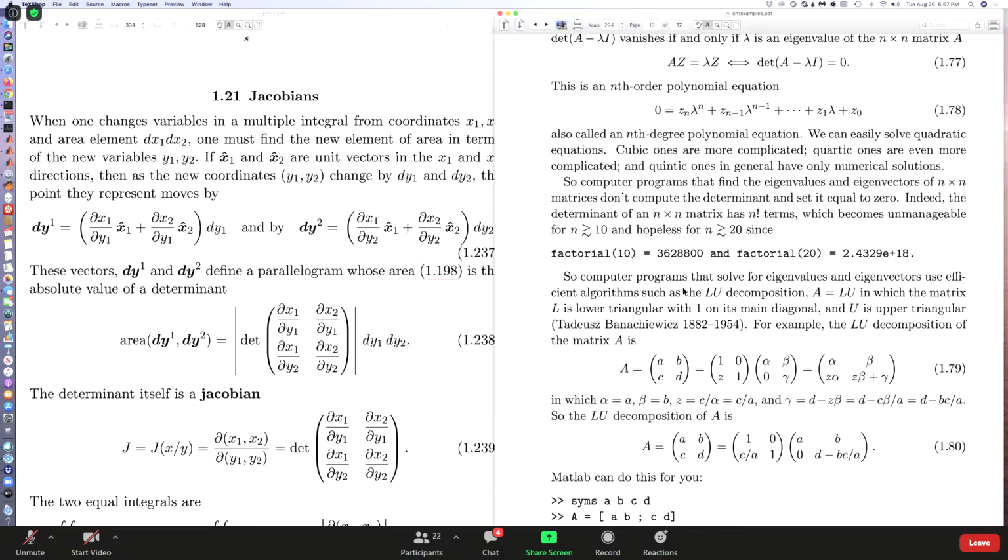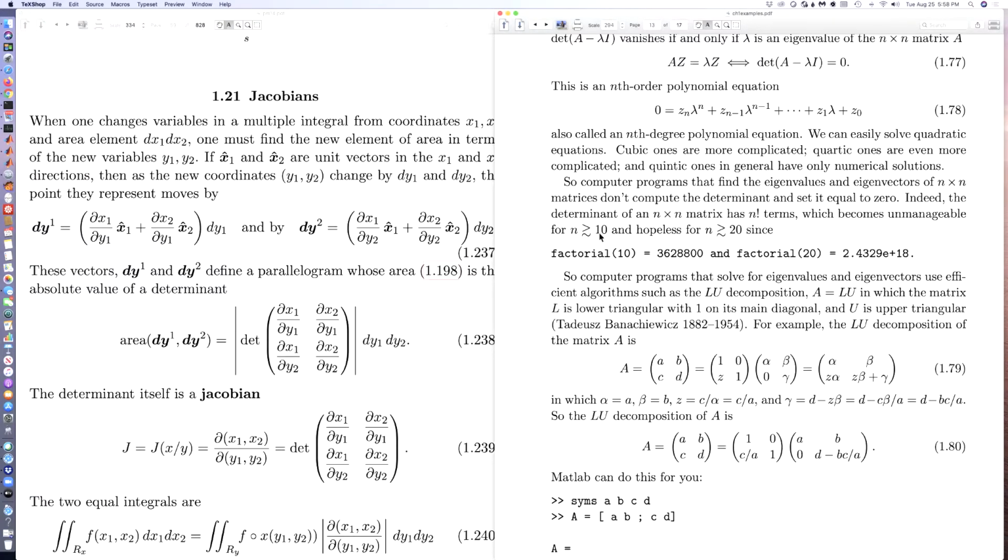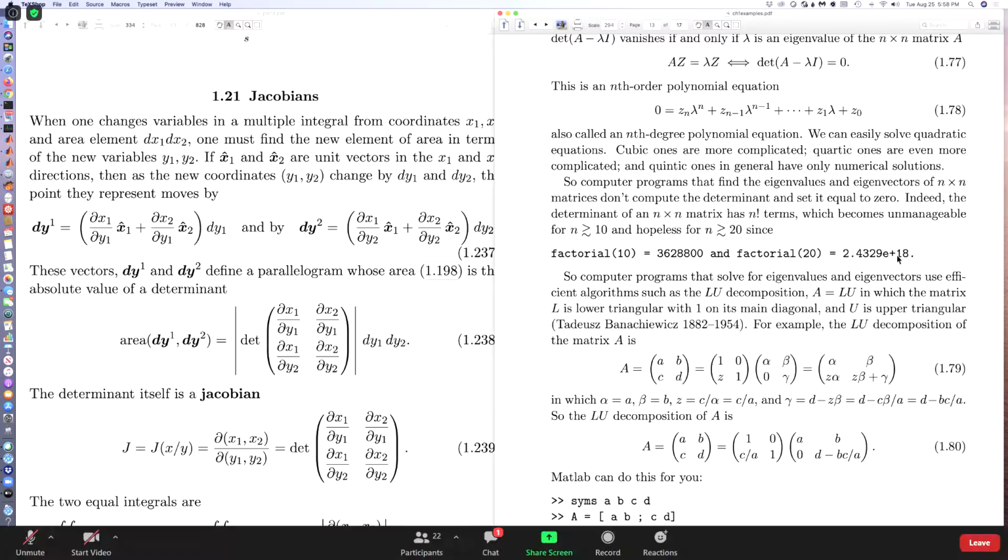Now, computer programs that do this, in particular MATLAB, don't do things in a straightforward way. They use techniques of numerical linear algebra. The reason for that is that the determinant of an n by n matrix has n factorial terms. And n factorial becomes unmanageable when n is greater than 10 and just positively hopeless when it's greater than 20, because factorial 10 is over 3 million, and factorial 20 is over 2 times 10 to the 18th. So these things are absolutely impossible.